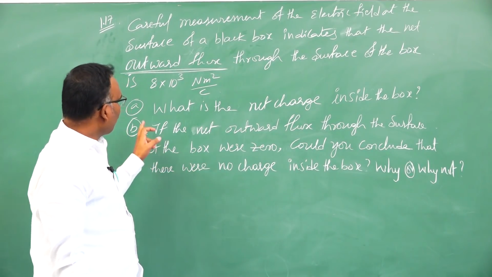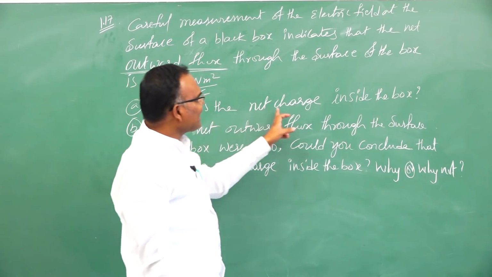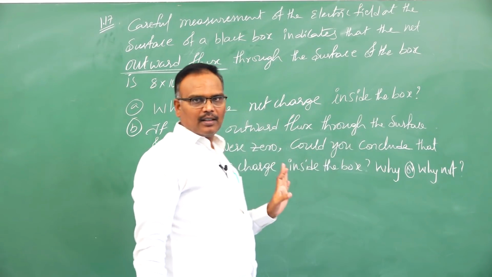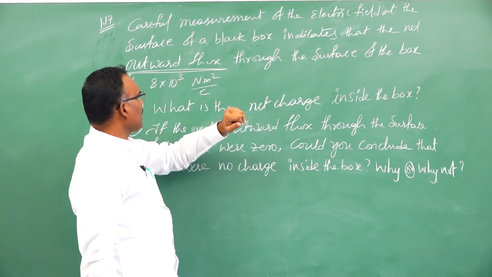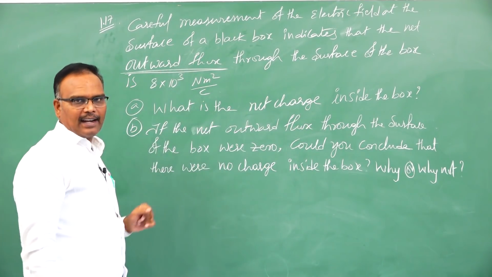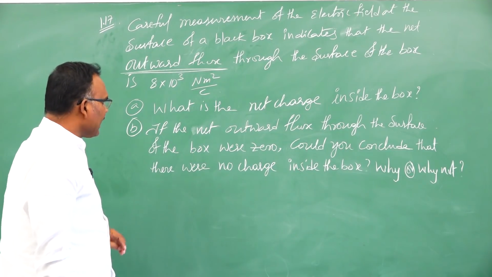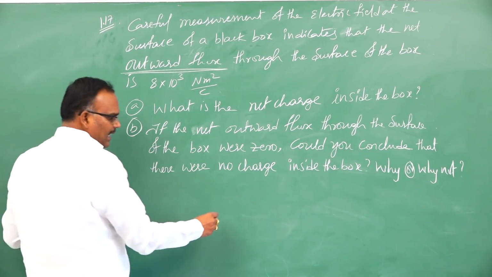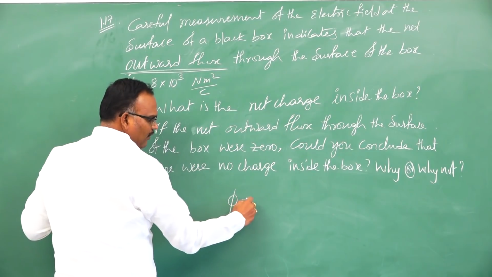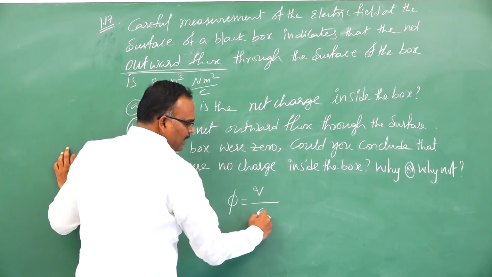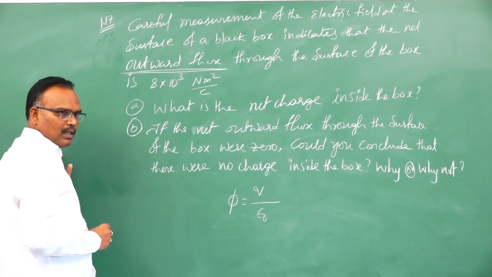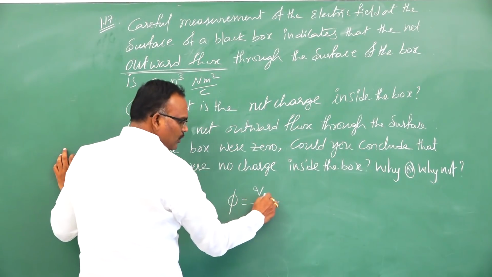Then the first question is, what is the net charge inside the box? We have decided it is a positive charge because here outward flux is there. That I can calculate very easily by using the expression phi is equal to charge enclosed divided by epsilon naught. This is the charge enclosed.